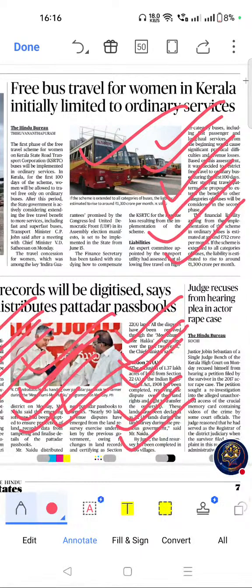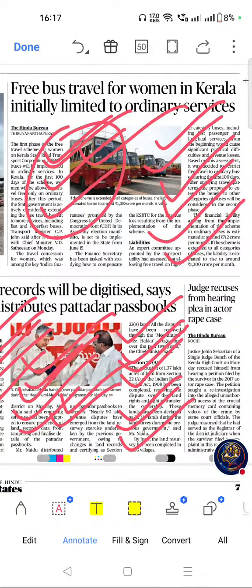Key themes related to this topic are women's mobility, welfare schemes, gender inclusion, and public transport. These are the key important themes related to this topic. Move on to next important article from this page.